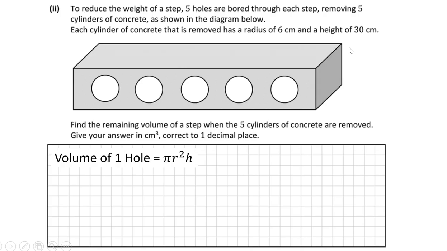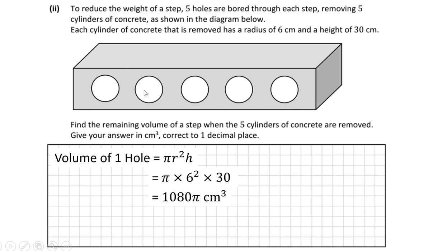So what we need to do is find the volume of one of the holes, which is of course a cylinder, pi r squared h. We know that the radius is 6, the height is 30. Plug in those values and we'll end up getting 1080 pi centimeters cubed. Now I'm just going to leave it in terms of pi because it's just easier to work with for the moment. So that's the volume of one hole.